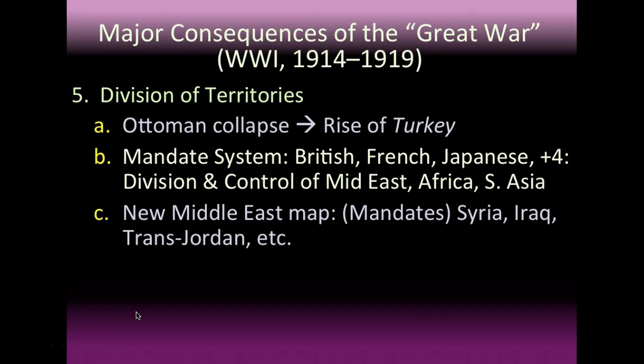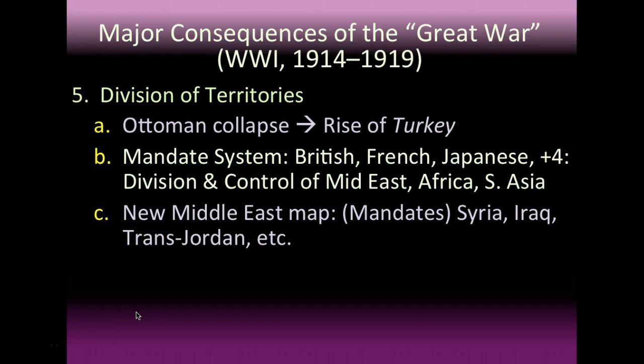Okay, a few more of the consequences. Division of territories. We've already talked about this, but the Ottoman Empire ended up collapsing, and Turkey became a formal state, a formal nation. The mandate system was set up, and the mandate system is basically European powers, the British, French, plus Japanese, plus 4 others, who were to divide and control territories that were formerly part of the Ottoman Empire, the German Empire, and the Austro-Hungarian Empire. So basically the territories are in the Middle East, Africa, and in South Asia. And mainly the British and French were the ones who ended up taking control over these territories.